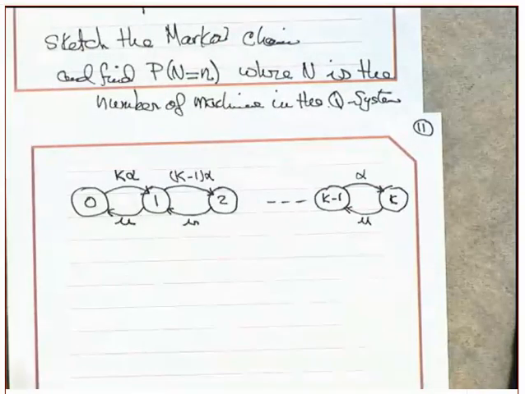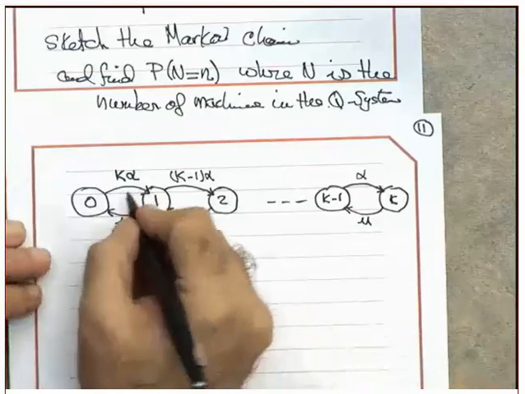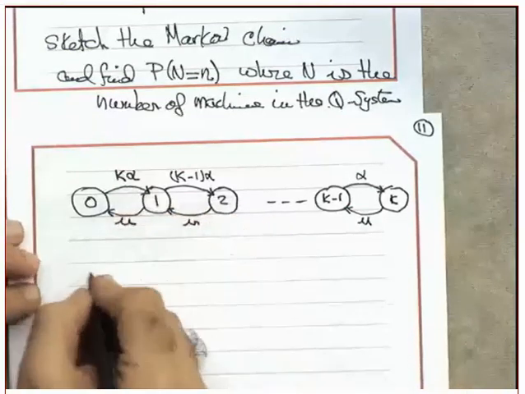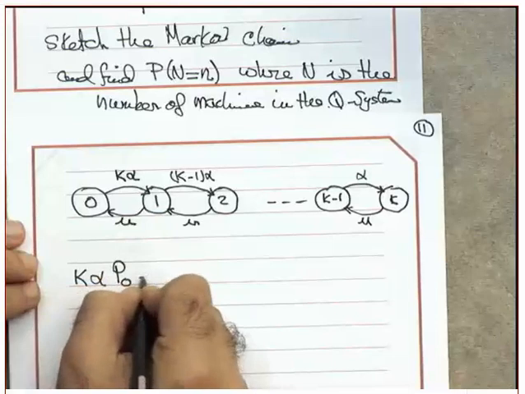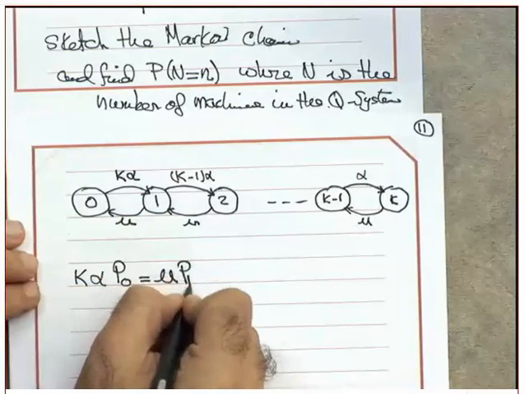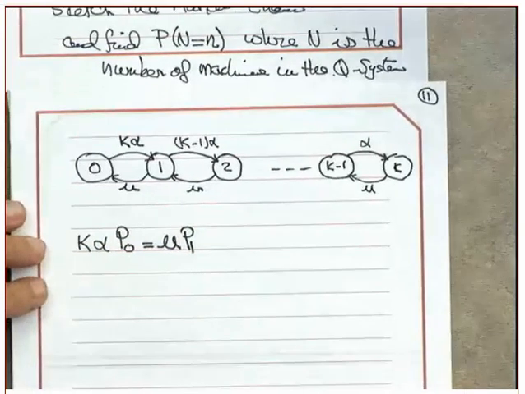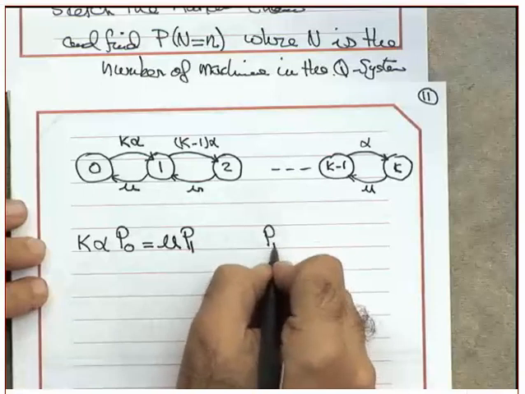I don't know, they hide behind the computer so that I don't see them. Okay, can we set up the equations? K alpha times what? Agree? Okay, which means what?